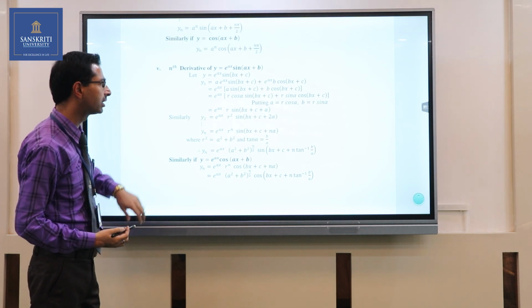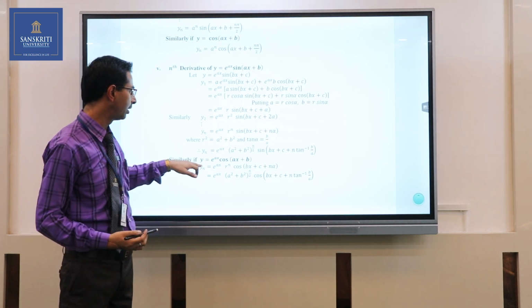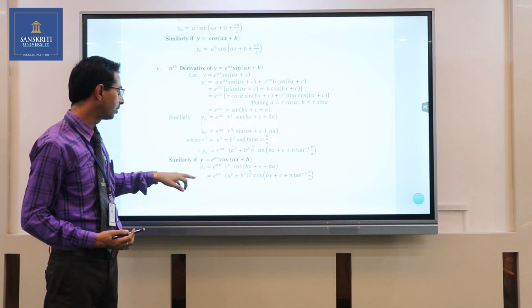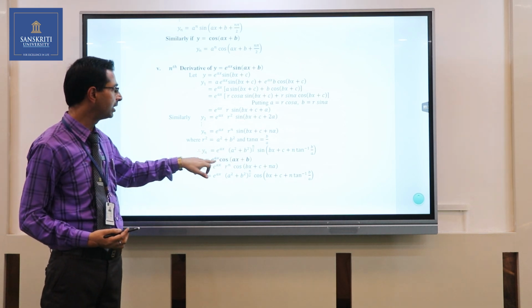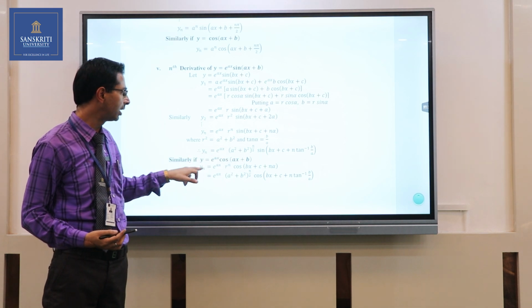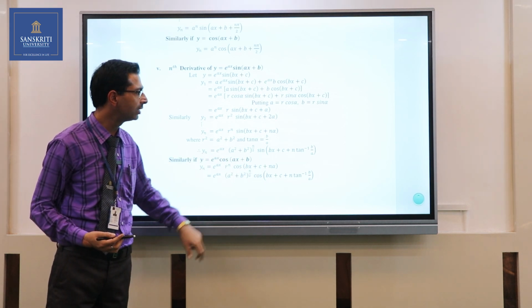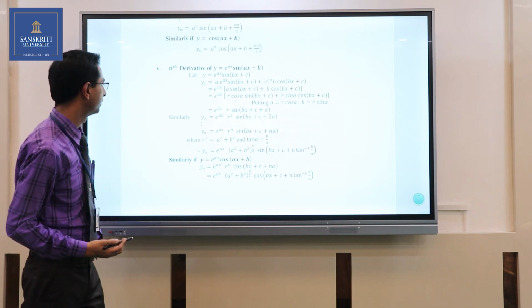Similarly, we find out the next derivative, y equals e to the power ax cos(bx + c). We find the nth derivative of this one, that is equal to e to the power ax (a squared plus b squared) to the power n by 2 cos(bx + c + n tan inverse b upon a).